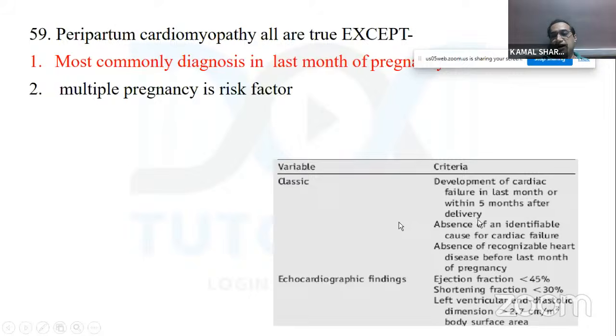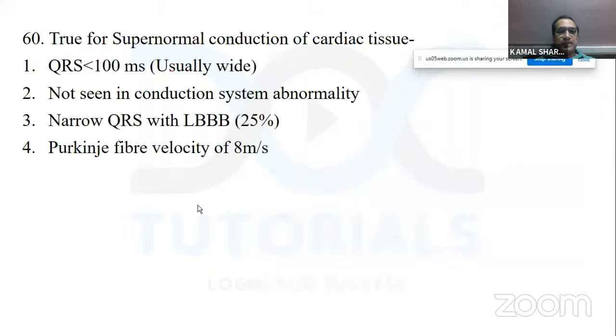Of peripartal cardiomyopathy: within 5 months after delivery, absence of identifiable cardiac failure, risk factor, or recognizable heart disease before late pregnancy, EF less than 45, fractional shortening less than 30, LV end-diastolic dimension more than 2.7 centimeter per meter square body surface area. So these are the peripartal cardiomyopathy diagnostic criteria, which have now been updated with some echo findings.